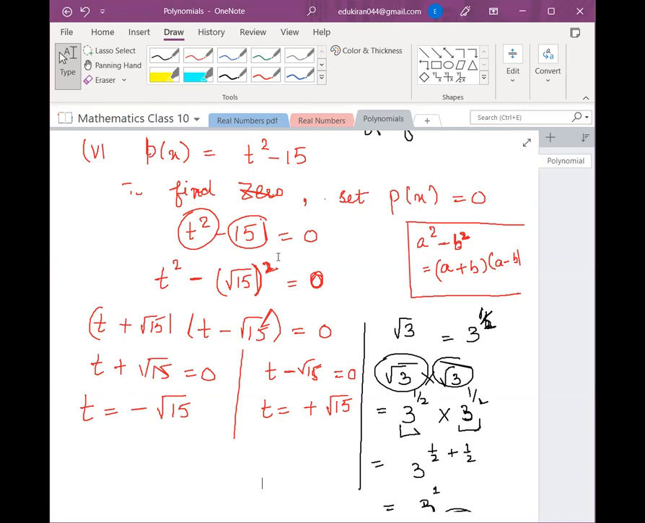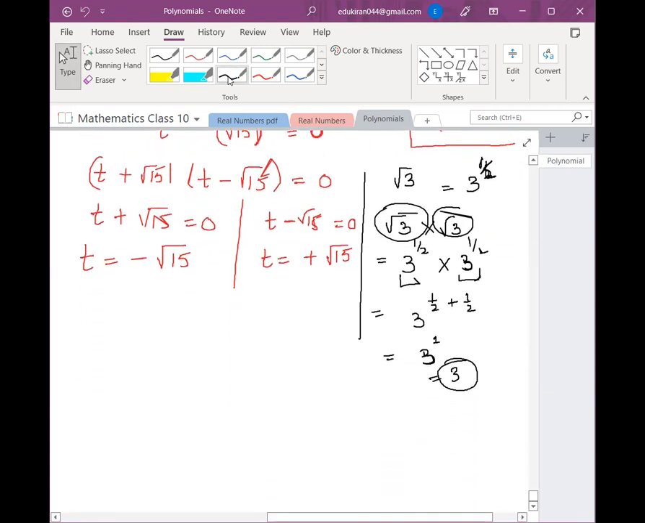Okay, so we have found the zeros. Now next again we have to verify the relationship between the zeros and the coefficients. Clear? Okay, so let's do the verification, similarly, just look at the previous question, the same way. Now my alpha is equal to minus under root 15 and my beta is under root 15. These are the two roots I've got.